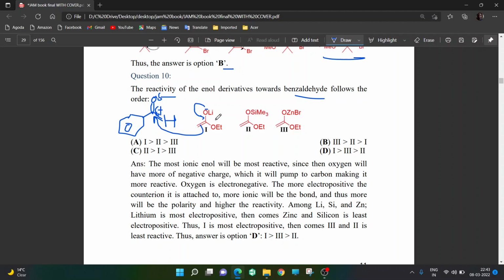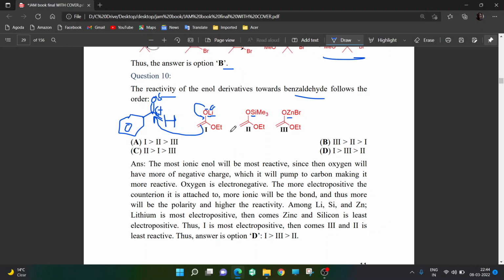If it is covalent, they will start sharing. So when is the maximum ionic character? When there is the maximum electronegativity difference. So between oxygen and lithium, oxygen and silicon, oxygen and zinc. Lithium is most electropositive. Oxygen is electronegative, we know that. So we have to look at the electropositivity.